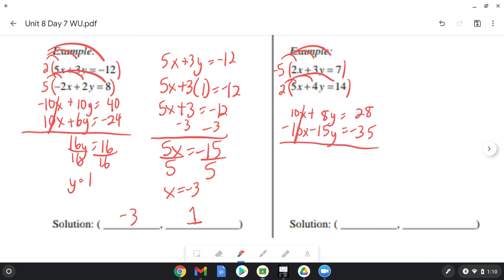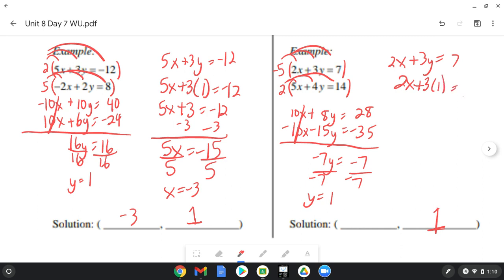If I add these two equations together, the 10x's cancel. I'm left with -7y equals -7. Divide by -7, and you get y equals 1 again. So we got 1 twice now. And then we plug this in to the top or bottom. It doesn't matter. I'll plug it into the top. We'll see what we get for x. So it'd be 2x plus 3 times 1 equals 7. So that'd be 2x plus 3 equals 7. Subtract 3 from both sides, and you get 2x equal to 4, and x equal to 2. So 2 comma 1 would be your answer for the right side one.